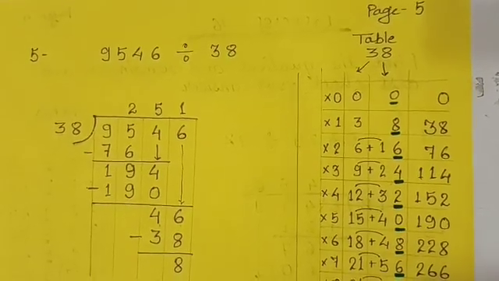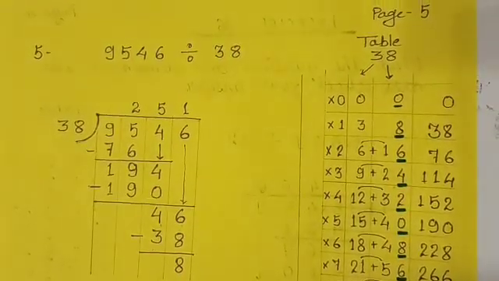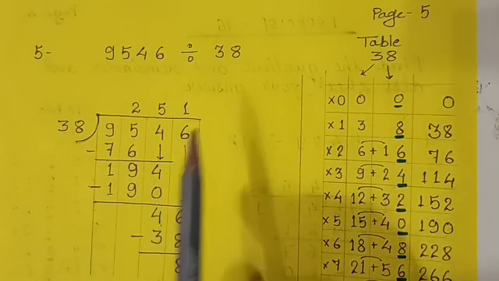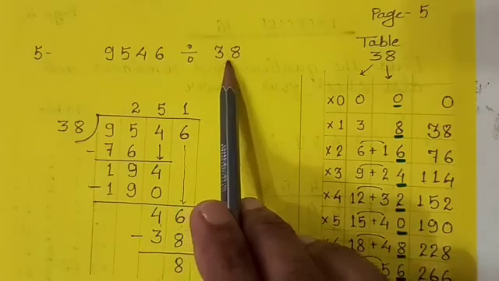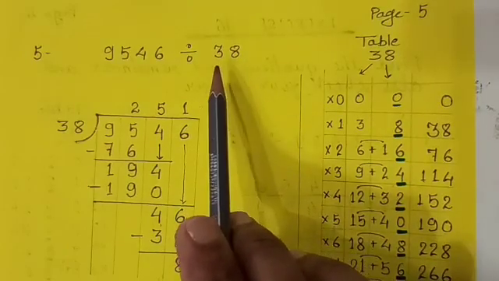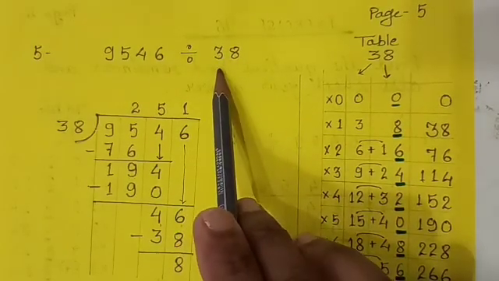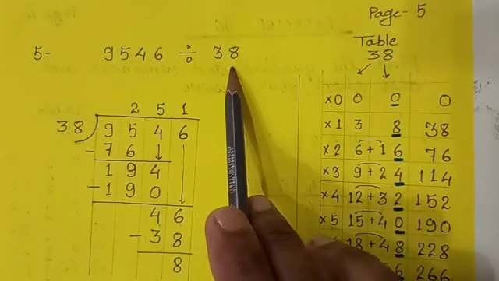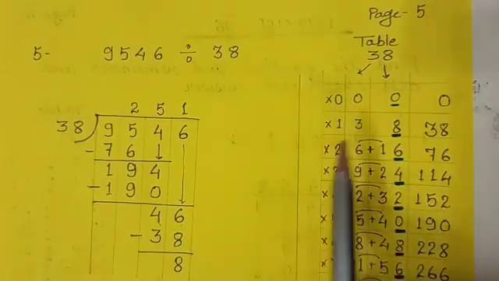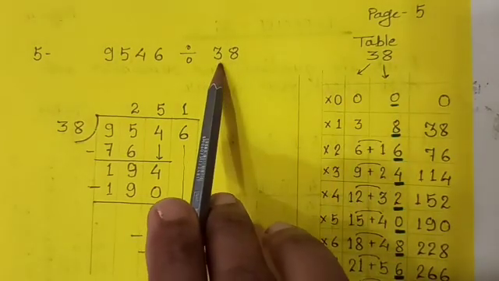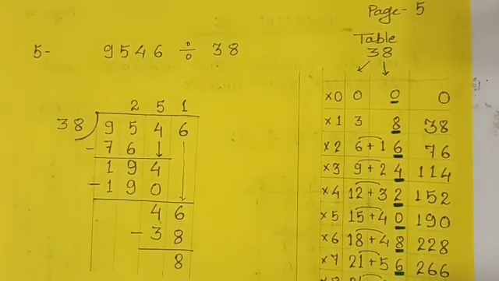Now see another division. It is 9546 divided by 38. 38 is the divisor, and to get the table of 38, we will split this into 3 and 8, and we all know the table of 3 and 8. So we can get the table of 38 very easily by this splitting method.